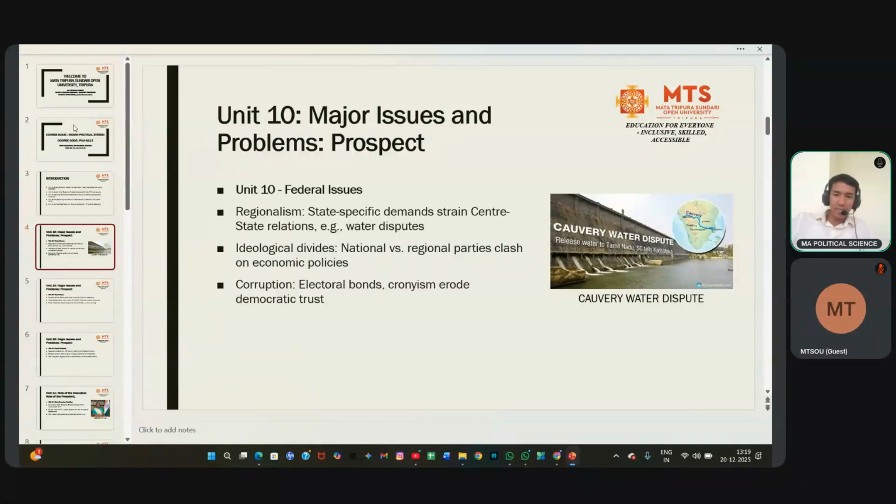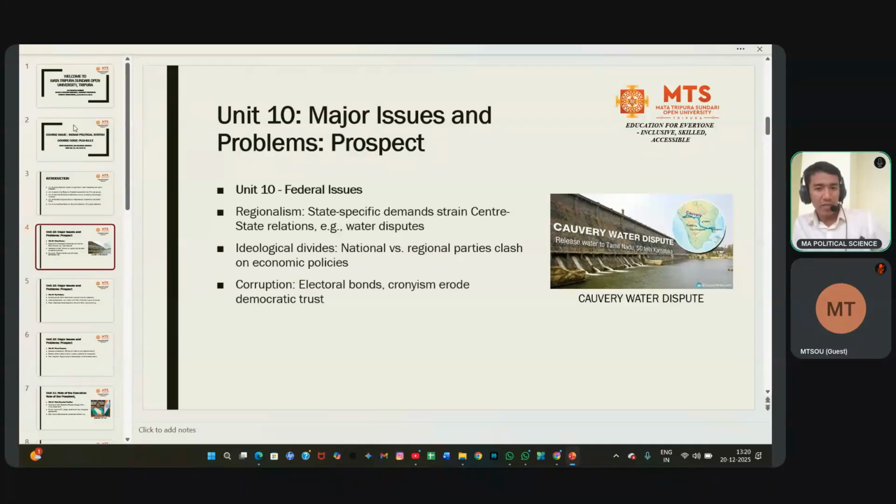Sometimes water disputes happen. The example is the Kaveri water dispute. Karnataka and Tamil Nadu are neighboring states, and this is the Kaveri river. Sometimes Karnataka stops the river water flow from Karnataka to Tamil Nadu, so the Supreme Court has to intervene and tell Karnataka to give water to Tamil Nadu. These things are common and keep on happening. These are the problems that have to be addressed.